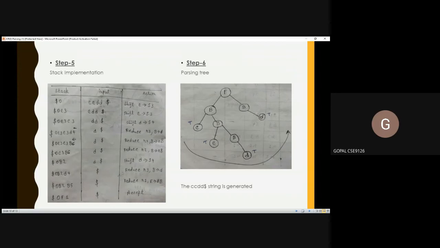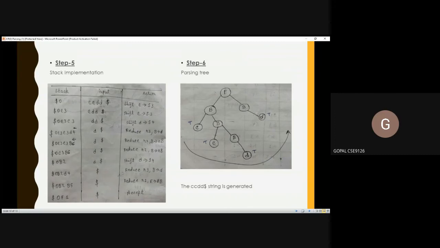Now, for the I2 position, D is S4. So we're going to have to shift the D to S4. Now, after shifting, the stack is 0B2D4. And the remaining input string is only dollar. So for the I4 position, dollar is R3. So you're going to have to reduce it again.